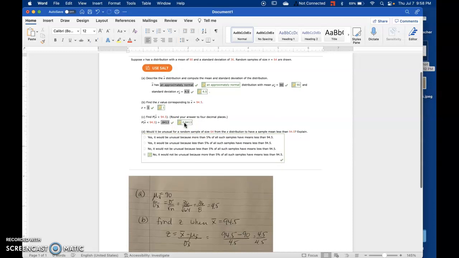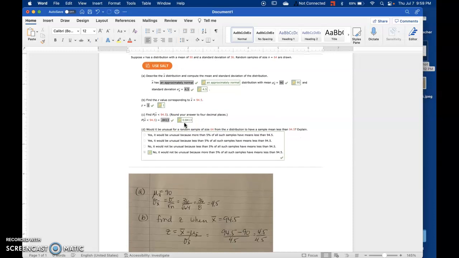Okay, let's look at this example. It's an example from 6.5, but we do need to refer back to 6.3 if you're not using SALT within the problem. So it says, suppose X has a distribution with a mean of 90 and a standard deviation of 36, and we have a sample size of 64. Describe the X-bar distribution and compute the mean and standard deviation of the X-bar distribution.